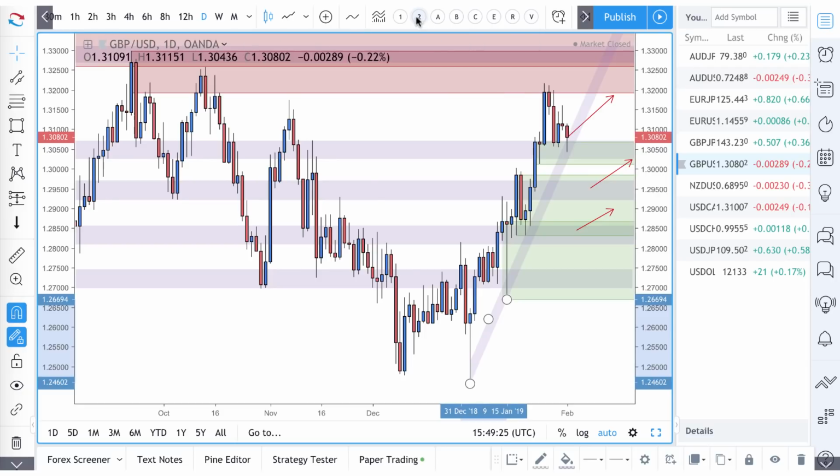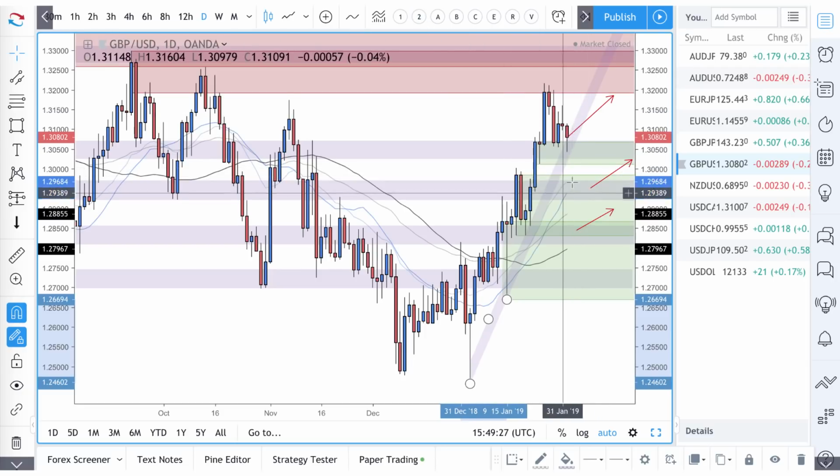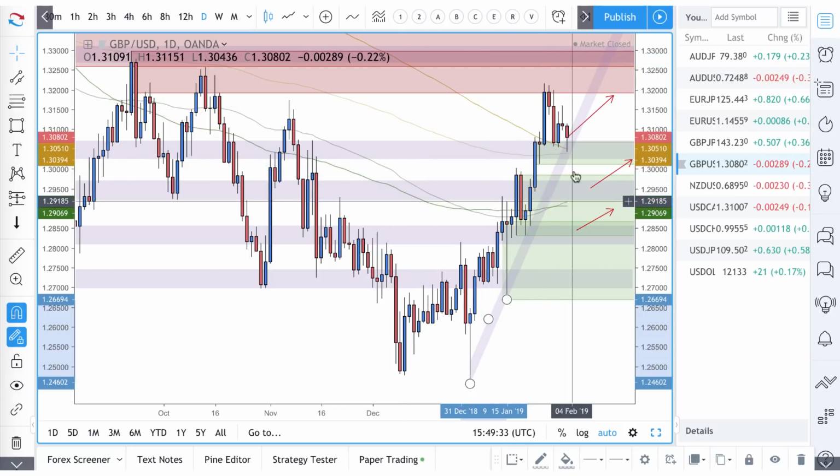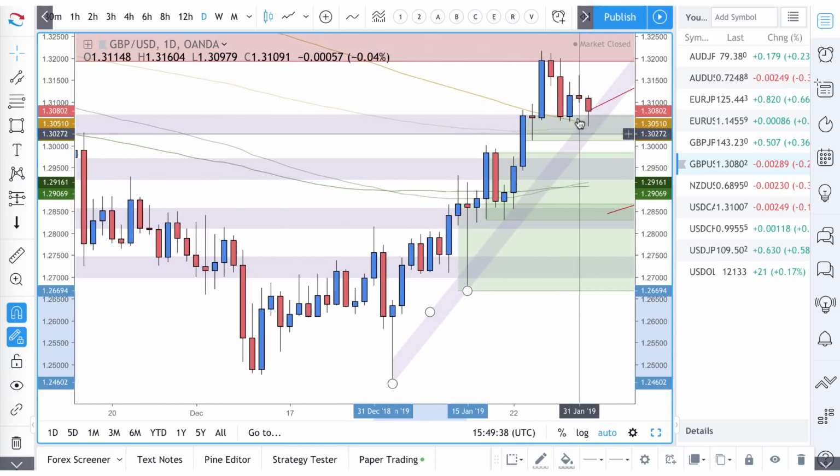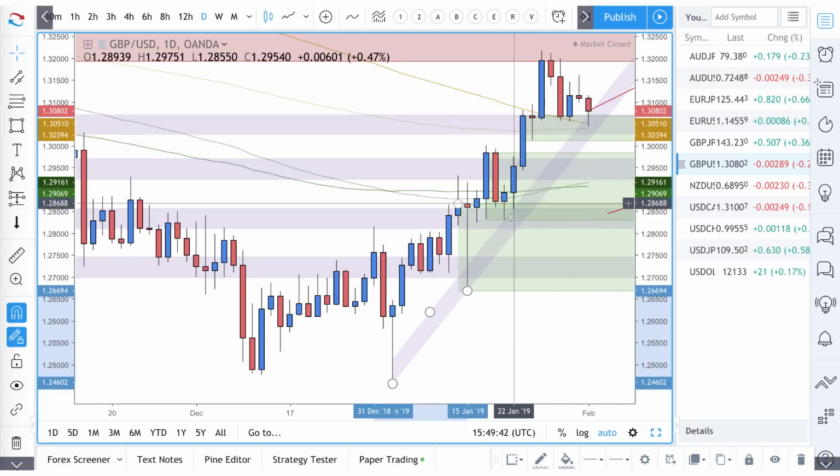Anything on the dynamic? So you've got the 21 and the 50 around here, probably the 100 and 200. Obviously you've got the 200 supporting this area right here. So from a technical perspective, this looks like a decent trade.